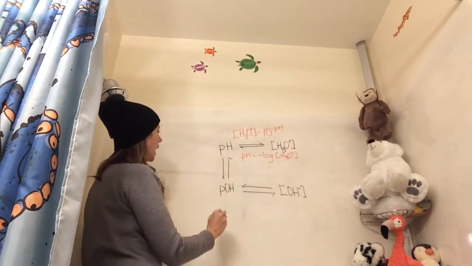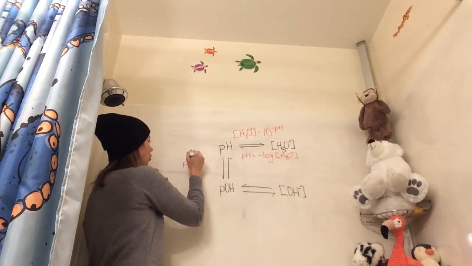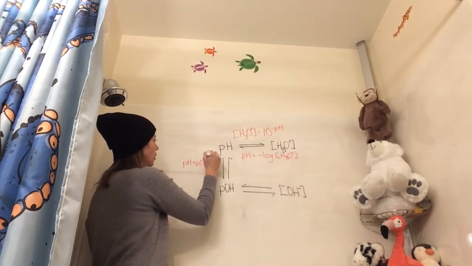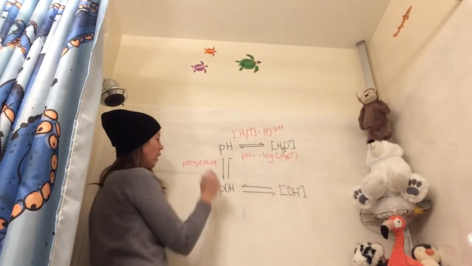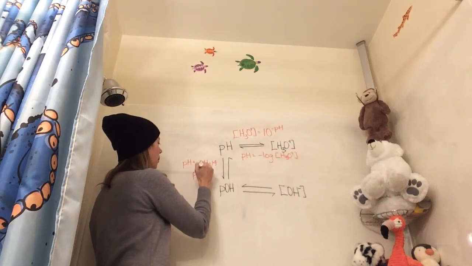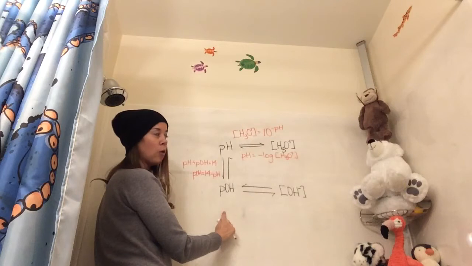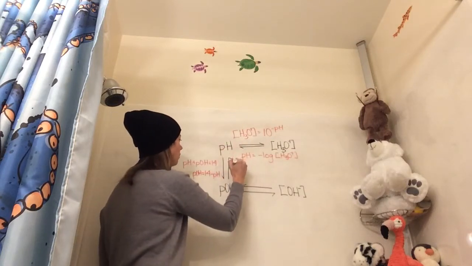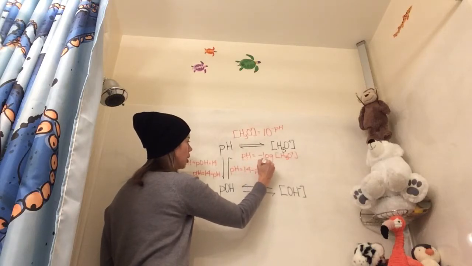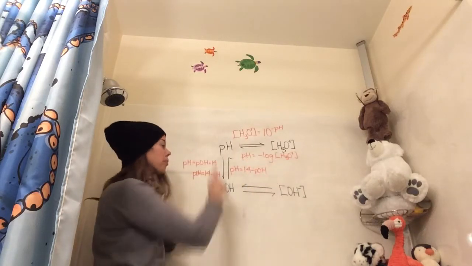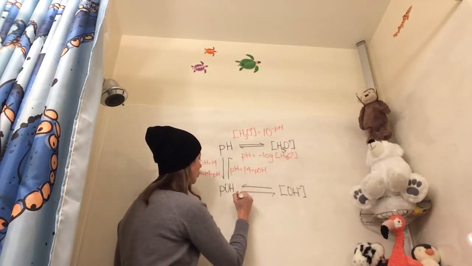Now I know for pH and pOH that pH plus pOH equals 14. So if I had pH and I wanted pOH, I know that pOH is going to be 14 minus pH. If I had pOH and I wanted pH, I know that pH is going to be 14 minus the pOH that I was given. Now that I have pOH, I can go to my hydroxide ion concentration.